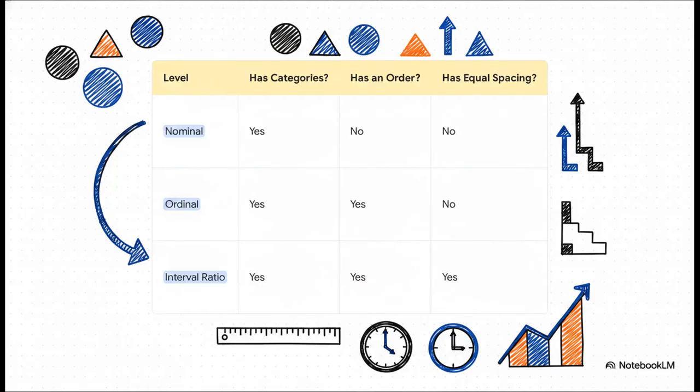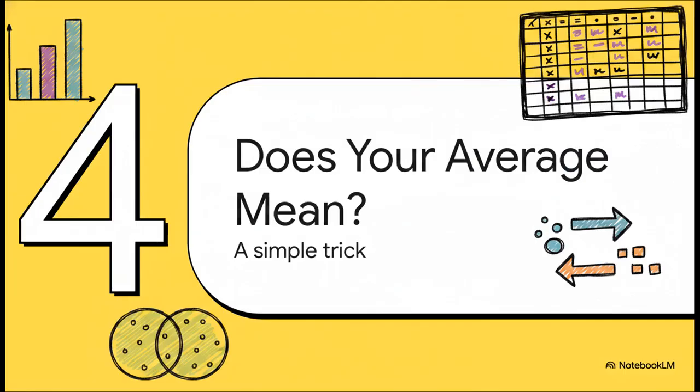And this table here just lays it all out perfectly. You can really see the progression. Everything has categories, nominal stops there, ordinal adds an order, and interval ratio adds that final critical piece, equal spacing. Seriously, this table is a great little cheat sheet to keep handy. Okay, so the theory is great and all, but how do you actually apply this when you're staring at a spreadsheet full of numbers? Let's go over a really simple but incredibly effective trick to tell true numerical data apart from the others.